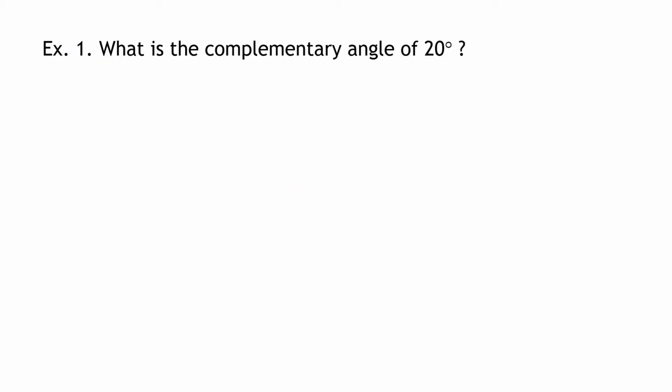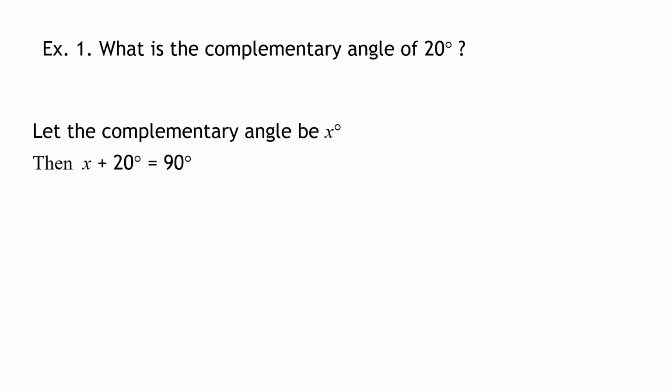Now we'll try a few examples. So let us begin. Example 1. What is the complementary of 20 degrees? Now what is the rule for a complementary angle? The rule is the sum of the two angles should be 90 degrees. So we assume here, let our complementary angle be x degrees. So we should have x plus 20 degrees equal to 90 degrees, because they are complementary, their sum should be 90 degrees.